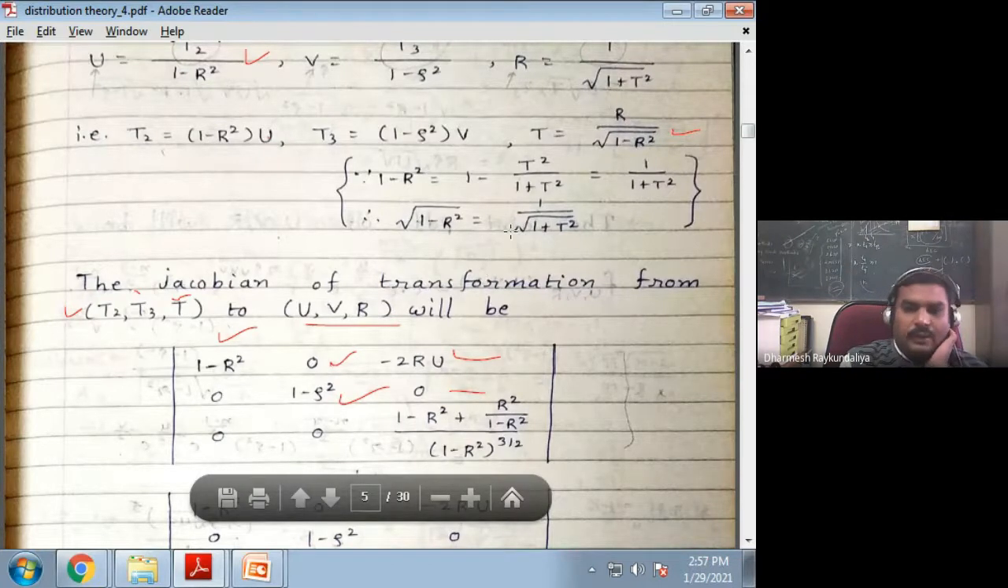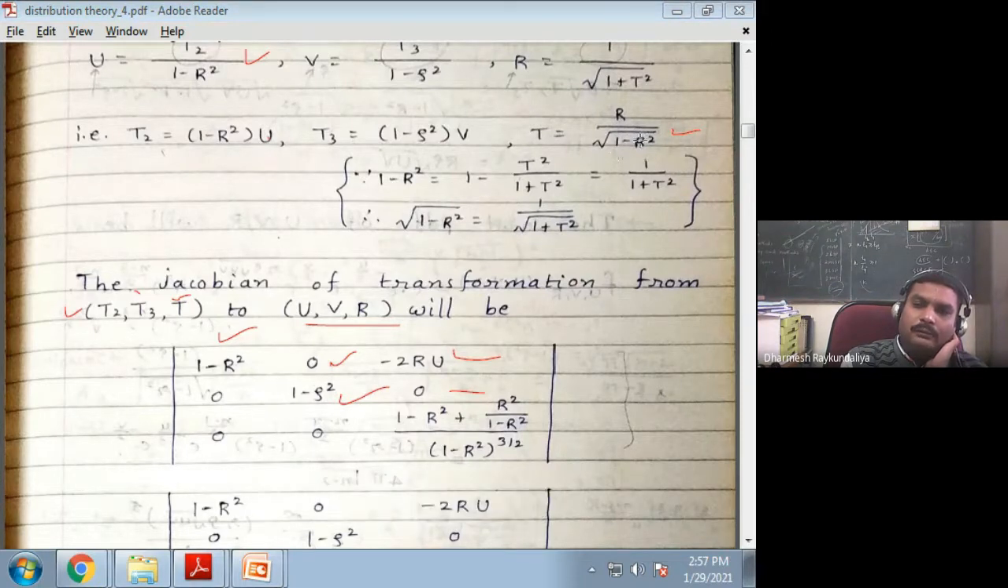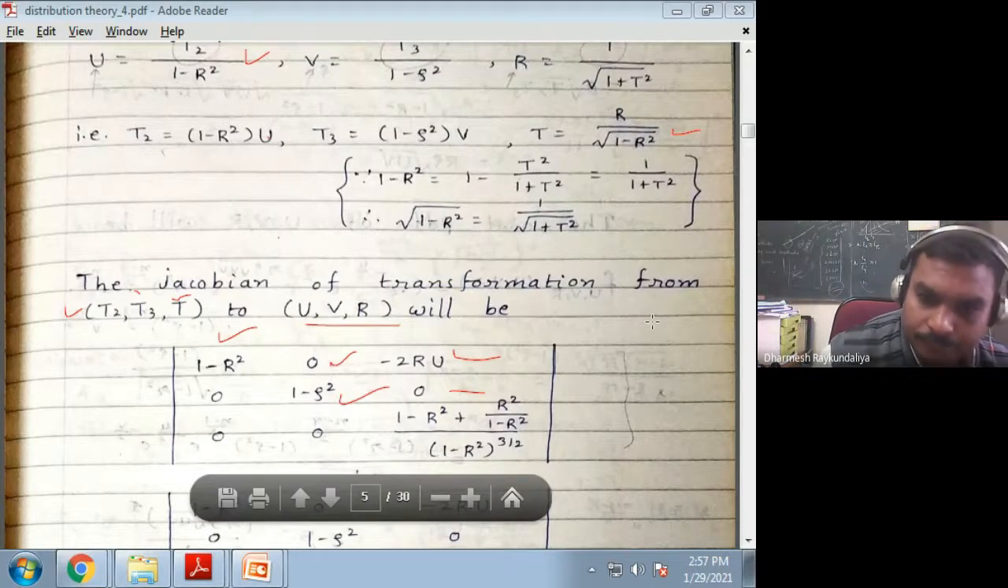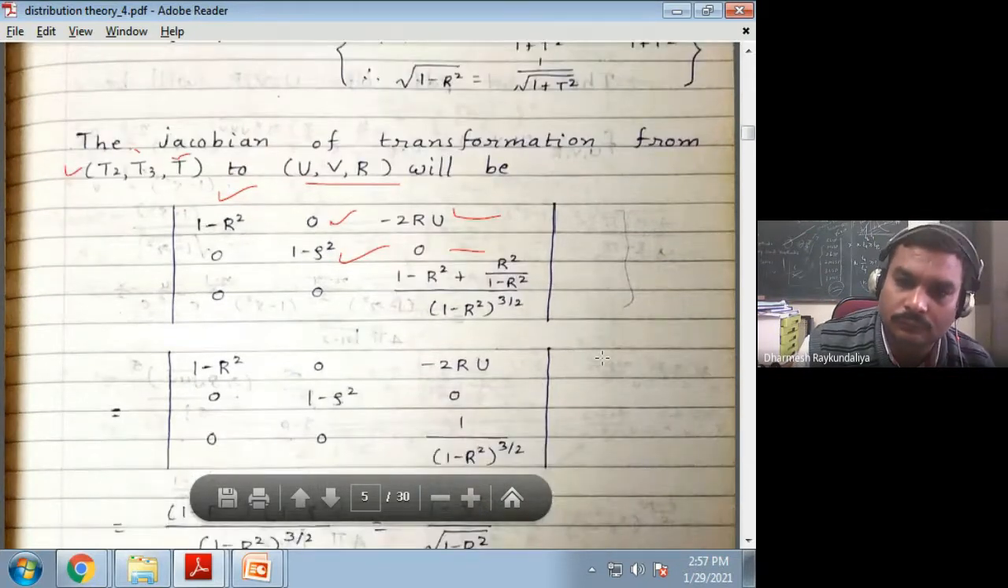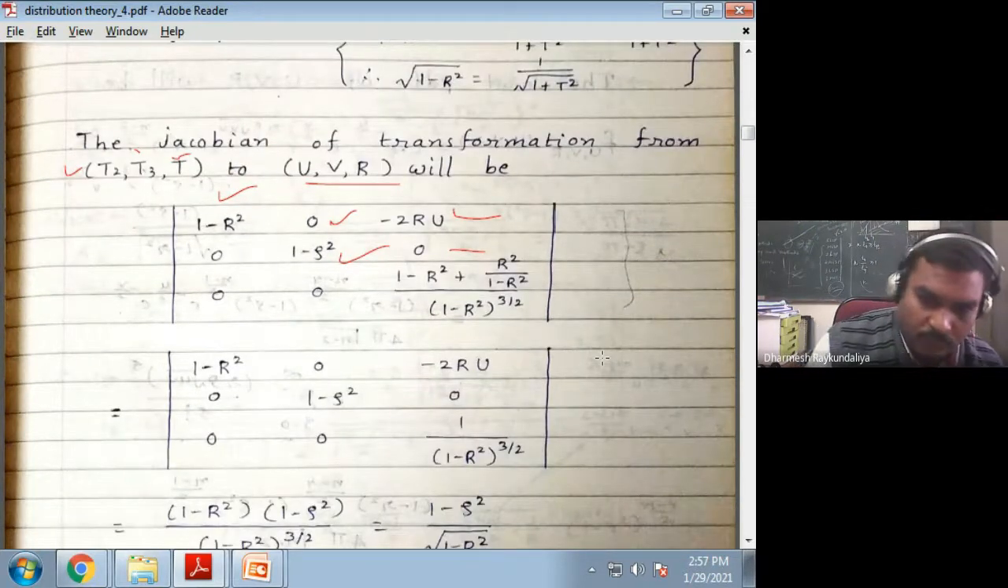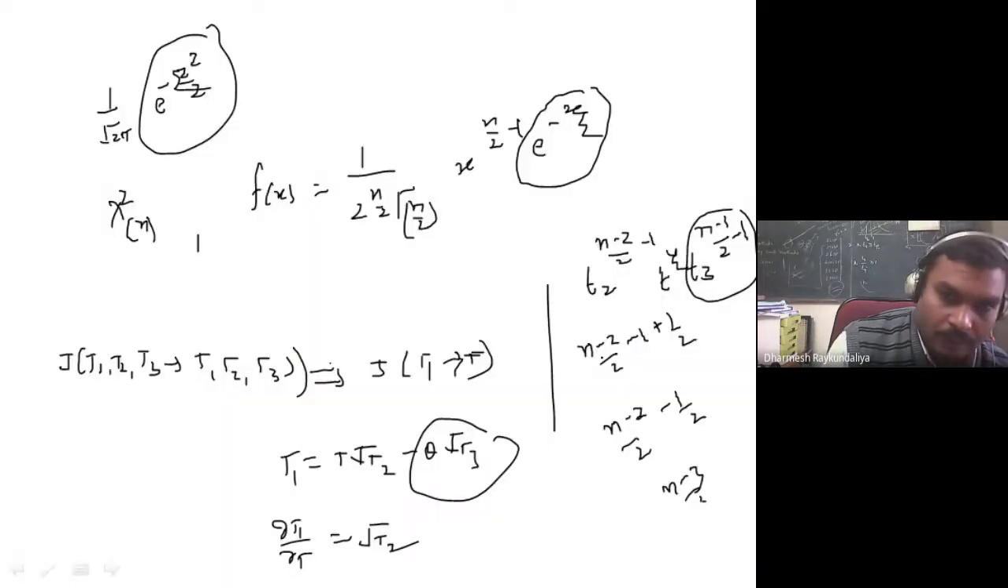And if you take the derivative of T with respect to U, there is no U, it is 0. Derivative with respect to V, there is no V, it is 0. And derivative with respect to r, so r upon square root of 1 minus r square, the derivative, the result is 1 minus r square raised to 3 by 2. So how? I will show you.